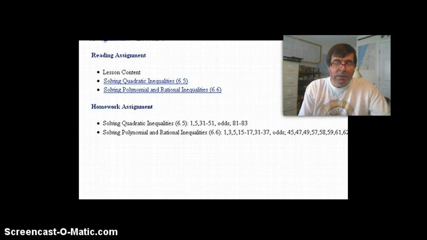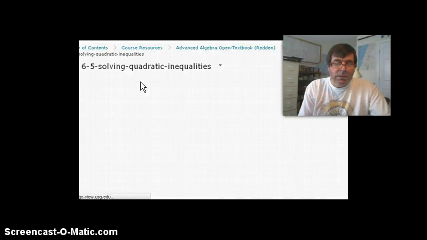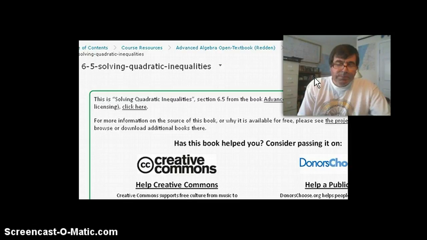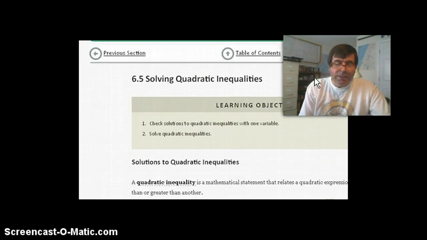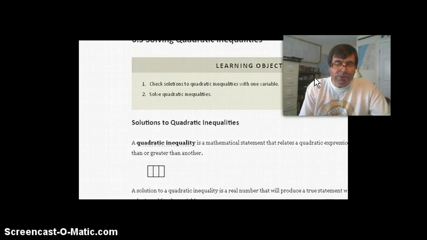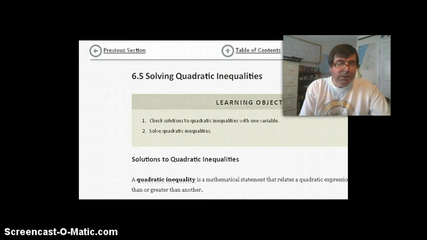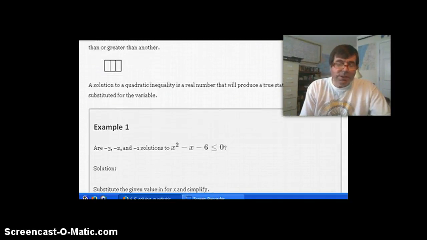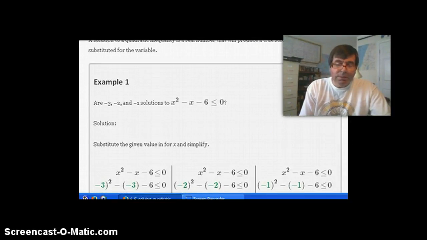All right. So what I want to do is click on this first lesson, and I'd like to take a moment and explain this if I could. I like the book. I think it's very helpful. Here are your learning objectives. Okay, so check solutions and then solve inequalities or quadratic inequalities. There's a good definition. This is a good question.